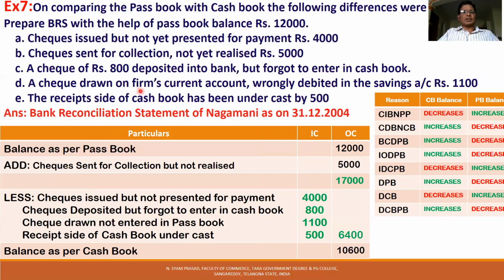A check drawn in favor of the firm's current account was wrongly debited in the savings account. This is also a new point. Check issued on current account but debited in savings account by the bank. The receipt side of the cash book has been undercast by 500. This you have to understand. Undercasting, overcasting, these are very, very important items. Undercasting in any book means that amount was not recorded. For example, here 500 undercast means 500 not recorded.